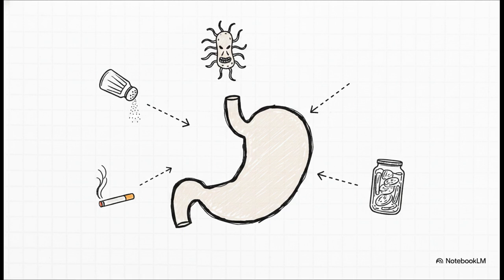But H. pylori rarely acts alone. Add in a diet high in nitrates and salt, which is super common in certain parts of the world, along with smoking, pernicious anemia, adenomatous polyps, and actually even having blood group A. You put those together and you've got a perfect storm for gastric malignancies.